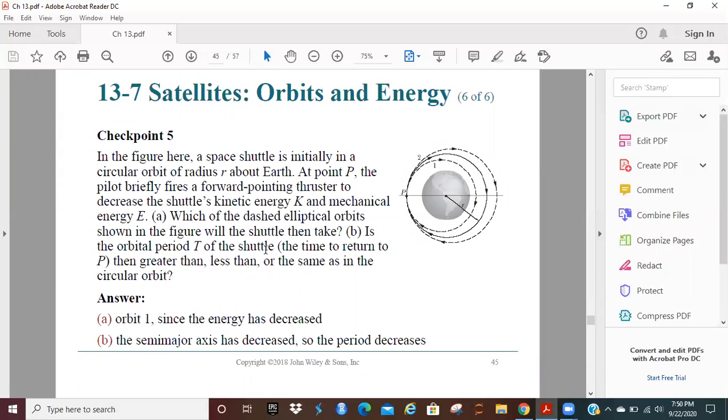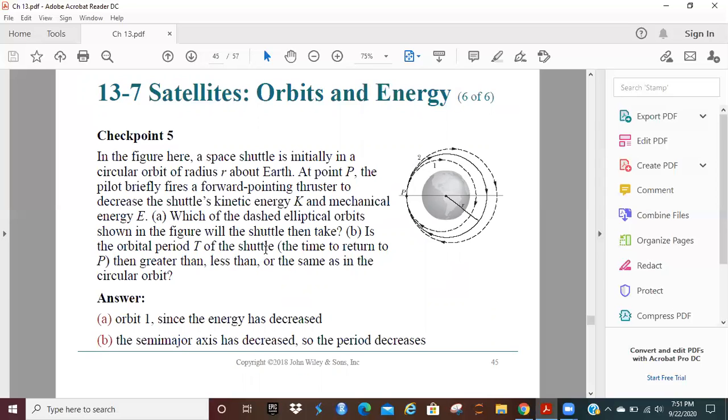In the figure here, a space shuttle is initially in a circular orbit of radius r around the Earth. At point P, the pilot briefly fires a forward-pointing thruster to decrease the shuttle's kinetic energy and mechanical energy. Which of the dashed elliptical orbits shown in the figure will the shuttle then take? Since the energy is decreased, it's going to end up taking orbit 1.